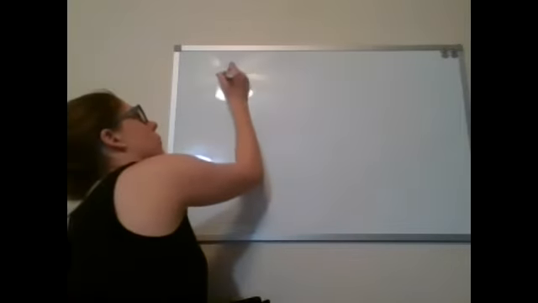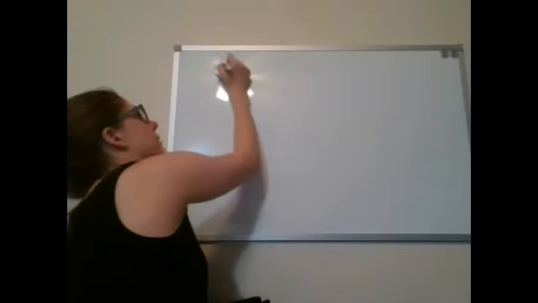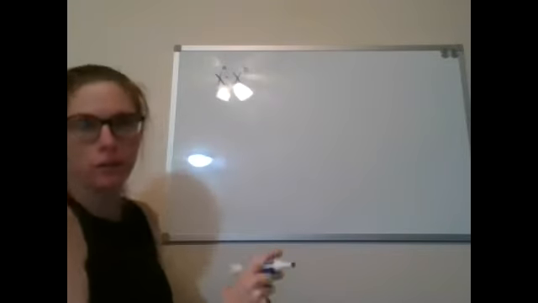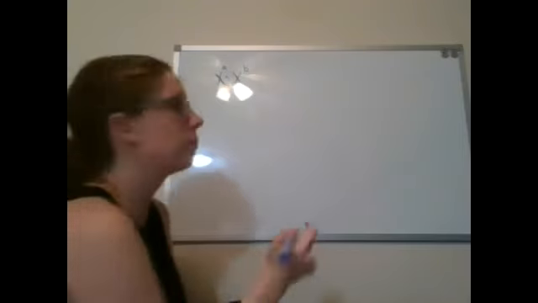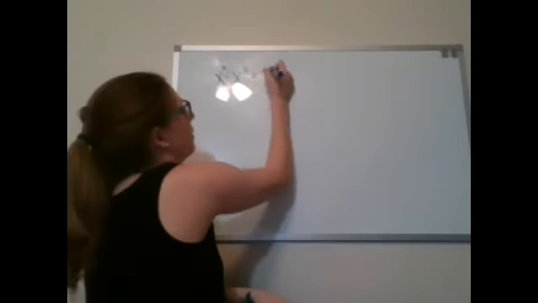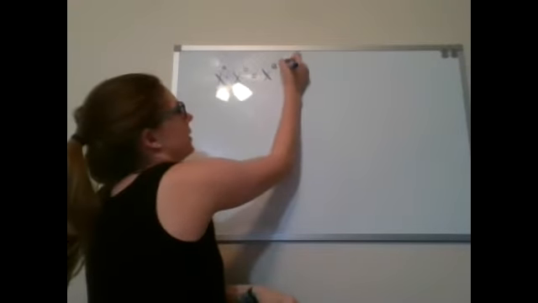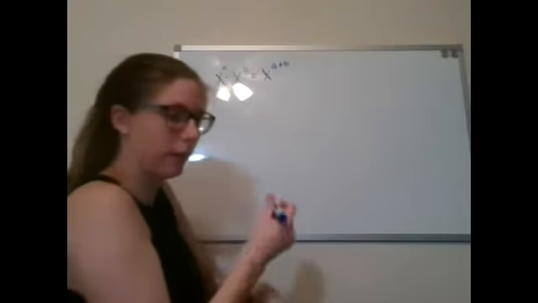When we are multiplying like bases, x to the a times x to the b, you can add the exponents. So this would be x to the a plus b, okay?